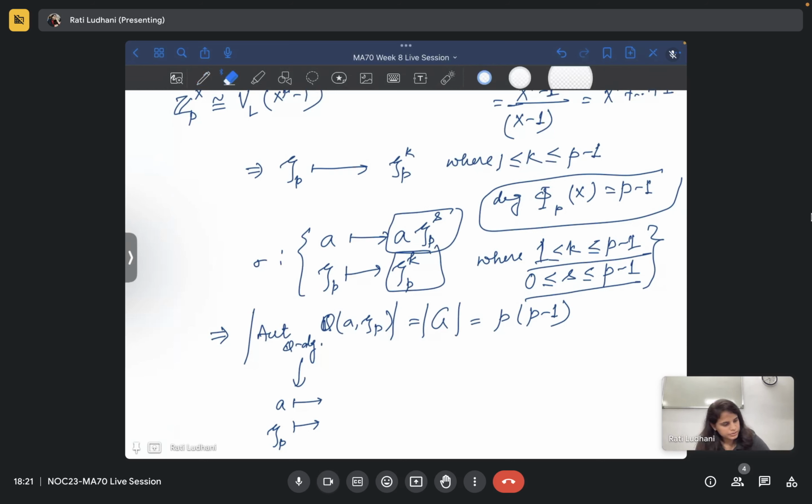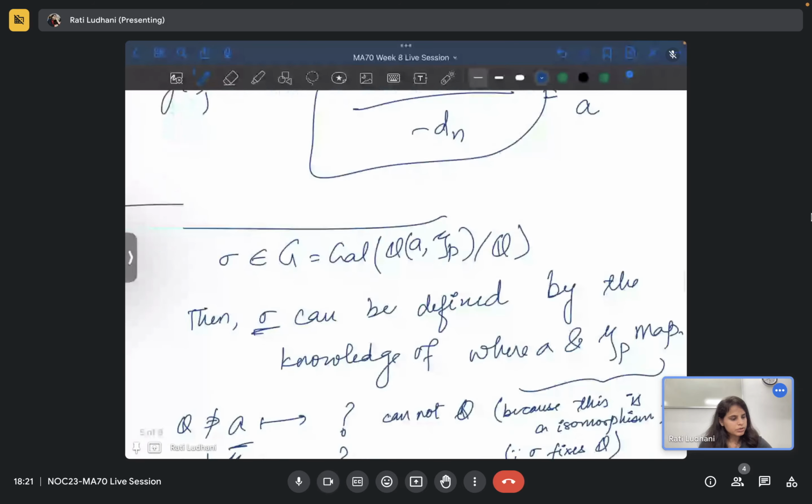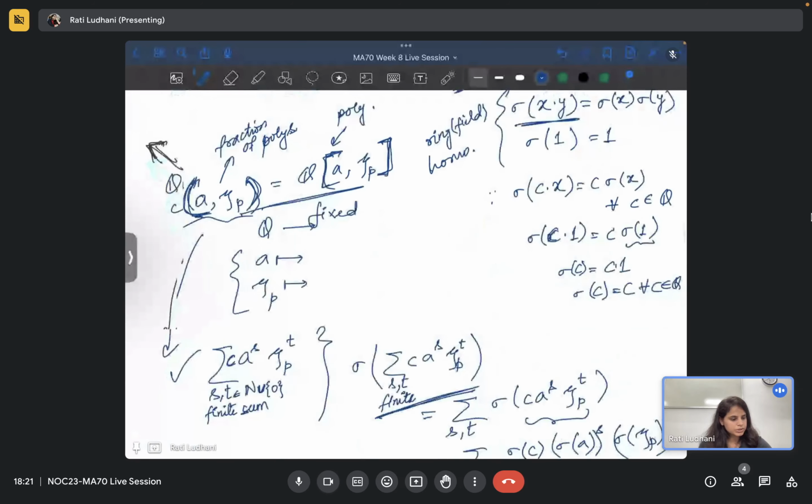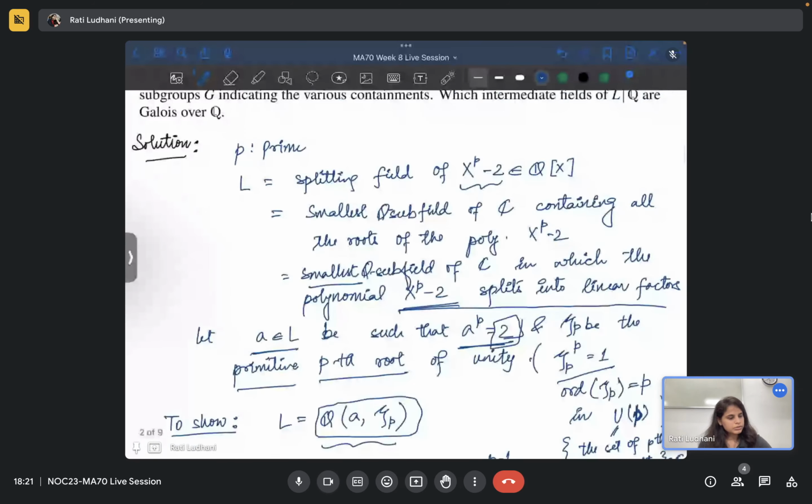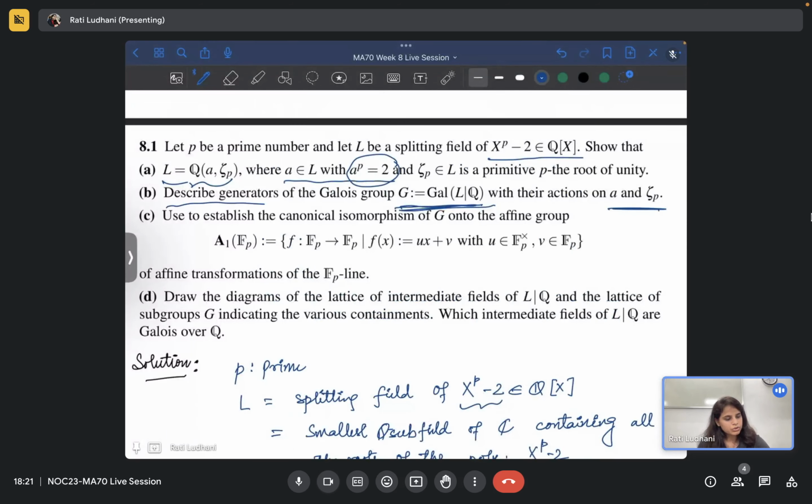Okay, great. So we have this cardinality. Now, in the question it was asked, what is the Galois group? So that we have found. Then it asks to describe generators of the Galois group with their action on a and zeta p. So we have already seen all the actions on a and zeta p it could have, how it can act.